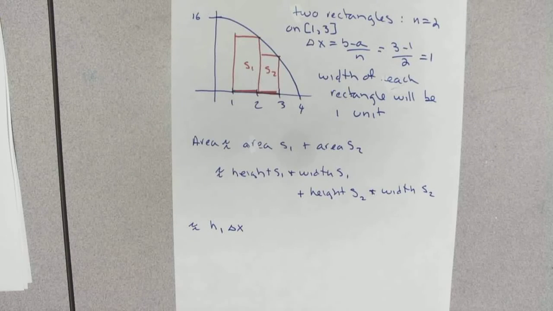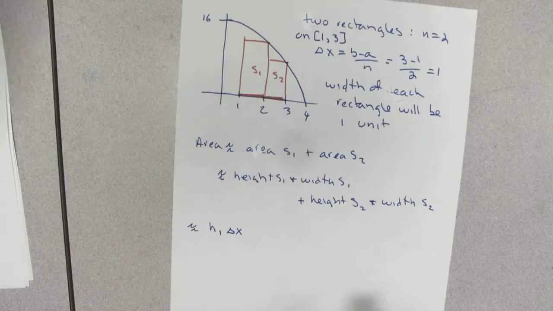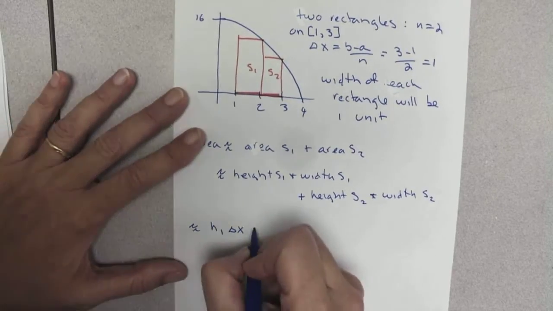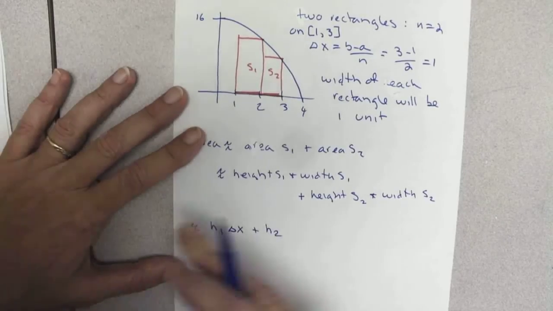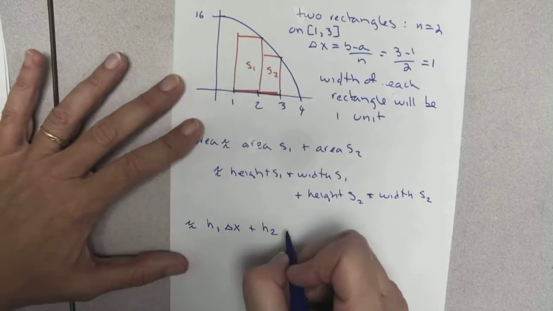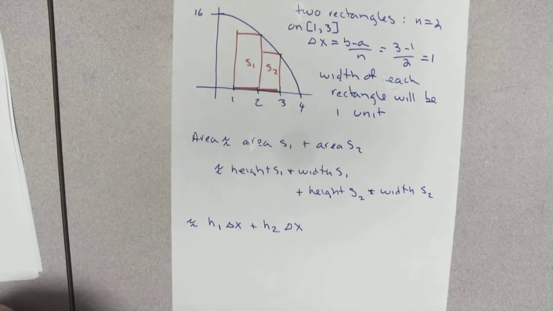Remember, delta x stands for the width of the rectangle. That's what we wrote down here. Let the width of each rectangle be denoted by delta x. So the width of S1 is delta x, then plus the height of S2. So H2 instead of writing height S2, and each width is delta x.